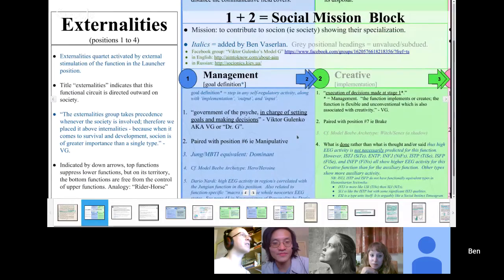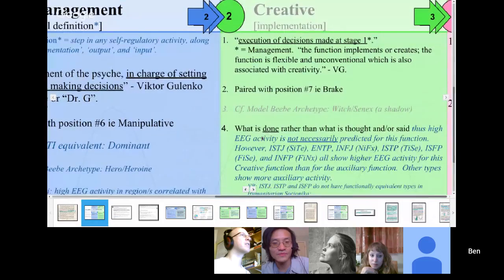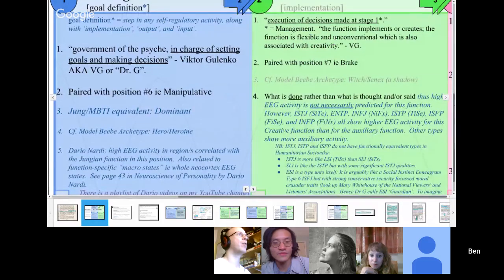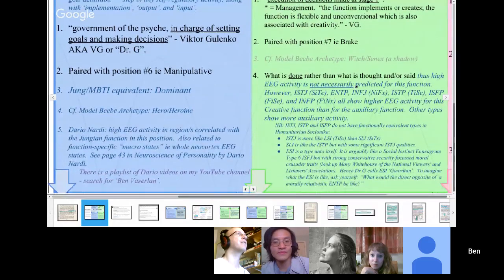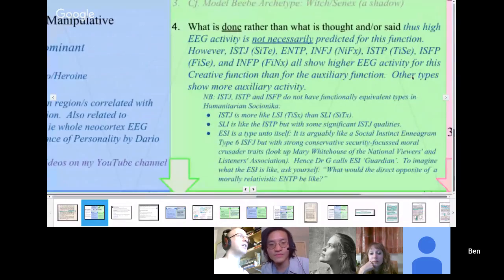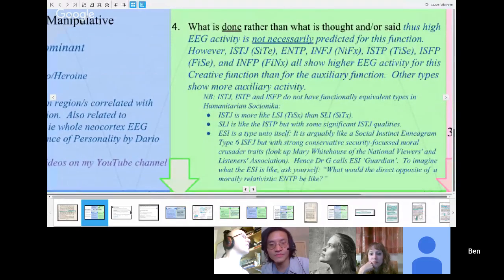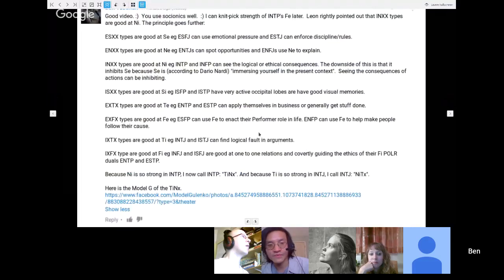This is some detail on the creative function. It implements or creates, and the function is flexible and unconventional, which is also associated with creativity. It's about what is done rather than what is thought or said. And then there's some information there about what Dario has observed with EEG activity that I won't go into. This is some idea about what the types are good at with the creative function.